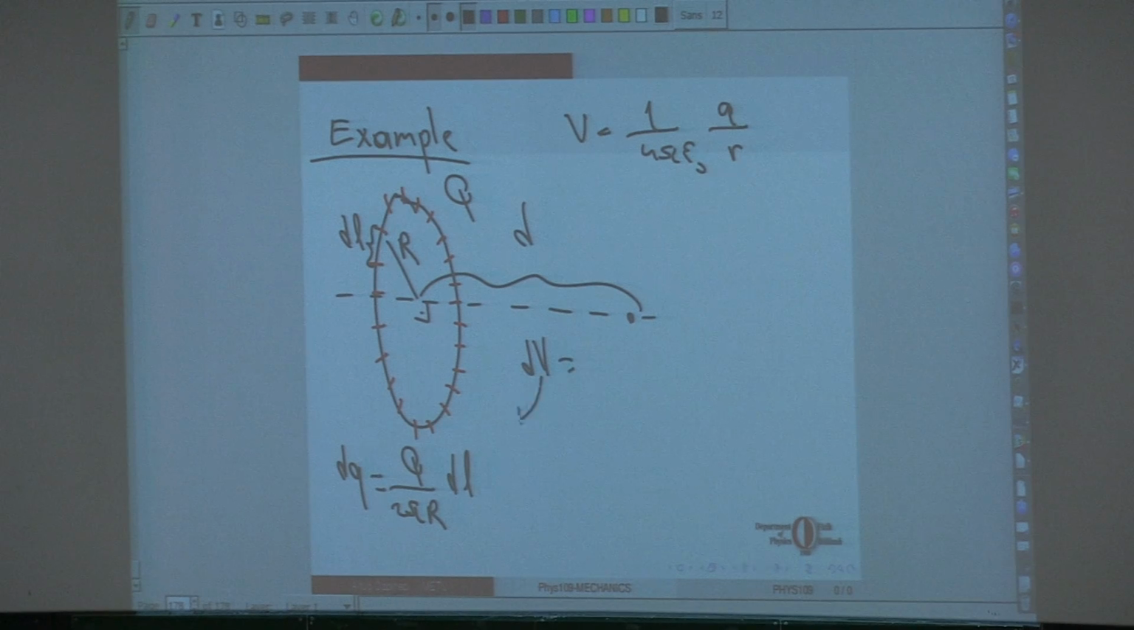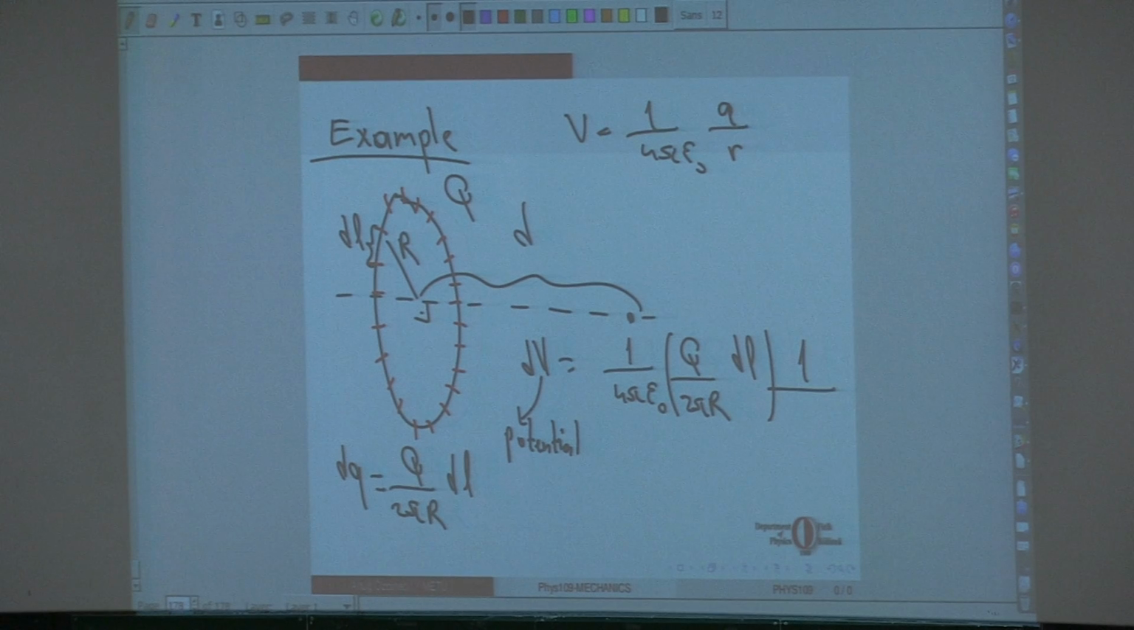This is again potential, it's not the volume. dV will be equal to 1 over 4 pi epsilon 0 times the charge, which is Q over 2 pi r times dl. And then I need to calculate the distance of my charge from this point. Well, the distance is just the square root of d squared plus r squared. This is the contribution to the total potential at this point of this very small segment.